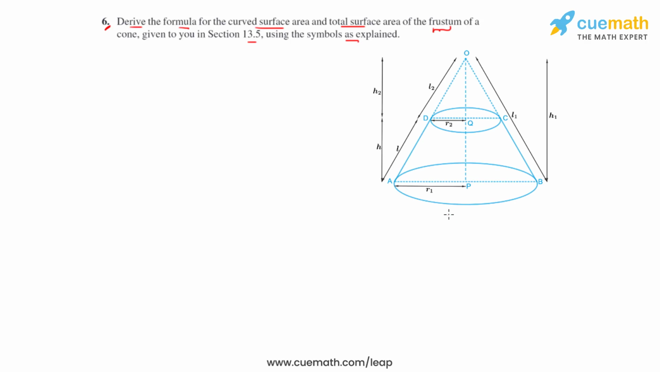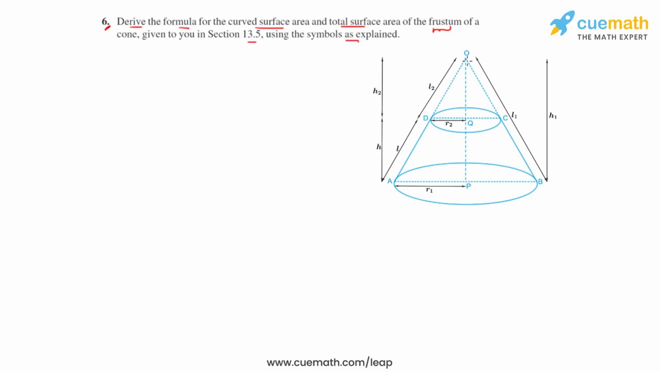Question 6 says: derive the formula for the curved surface area and the total surface area of the frustum of a cone given to us in section 13.5, using the symbols as explained. So we'll draw a figure first as shown on the screen and we'll try to understand it first.